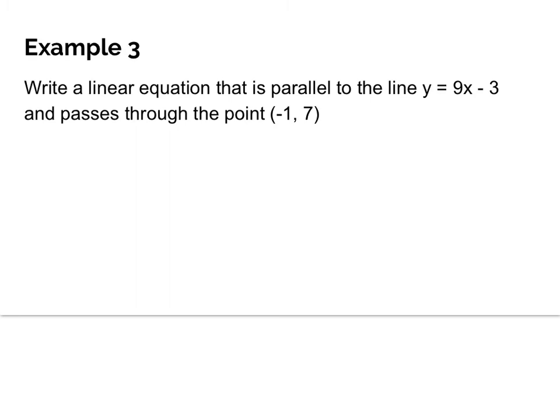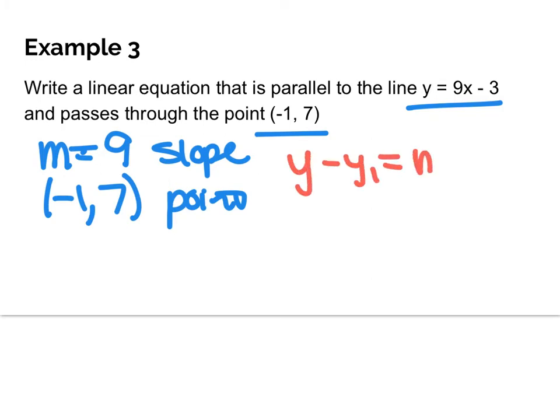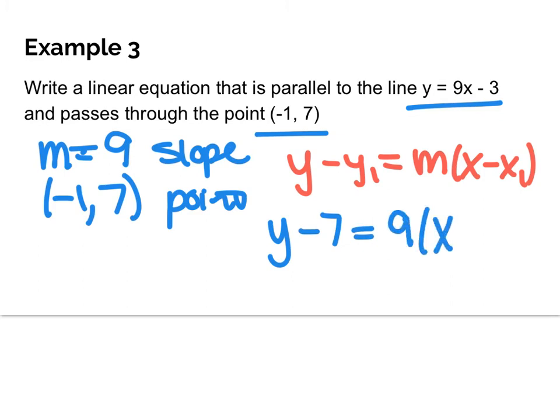So here we have an example 3. We want to write a linear equation that is parallel to the line y equals 9x minus 3, goes through that point. So we have our slope is 9, and we have our point here. So we have slope, and we have a point, so we want to put point slope form. So remember, point slope form from Algebra 1 is y minus y1 equals m times x minus x1. So I would put what I know into my formula here. So I know y is 7, x is negative 1, slope is 9.